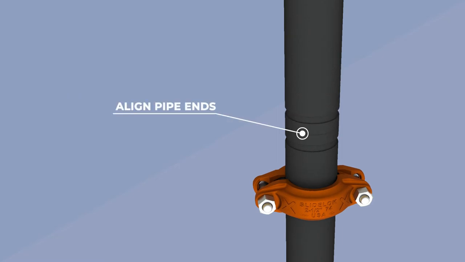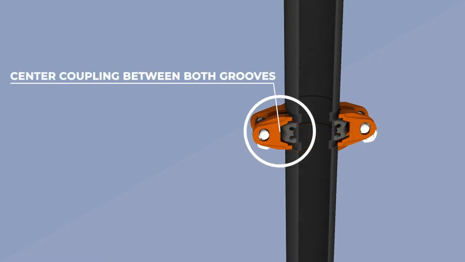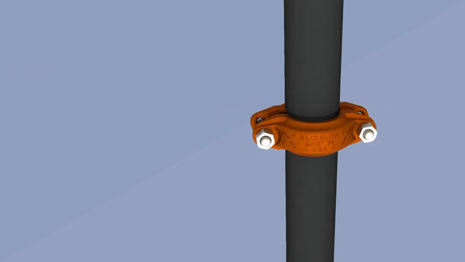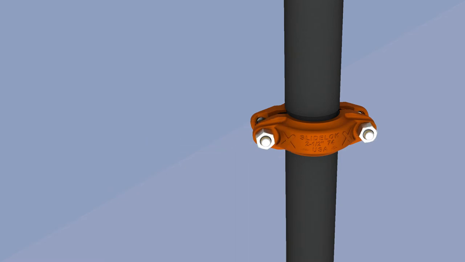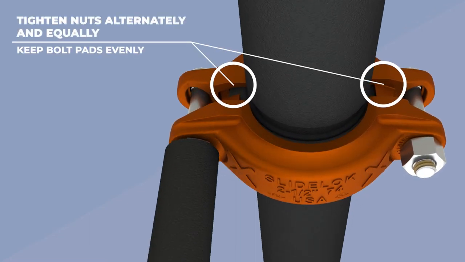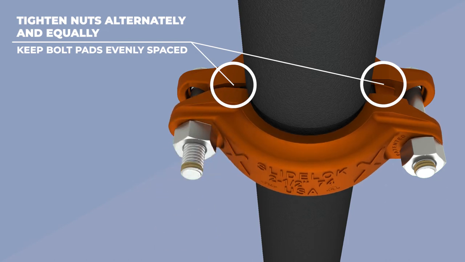Align the two pipe ends and slide the coupling into position, centering it between the grooves on each pipe. Hand tighten the nut evenly on each side of the coupling. Securely tighten nuts alternately and equally, keeping the gaps at the bolt pads evenly spaced.